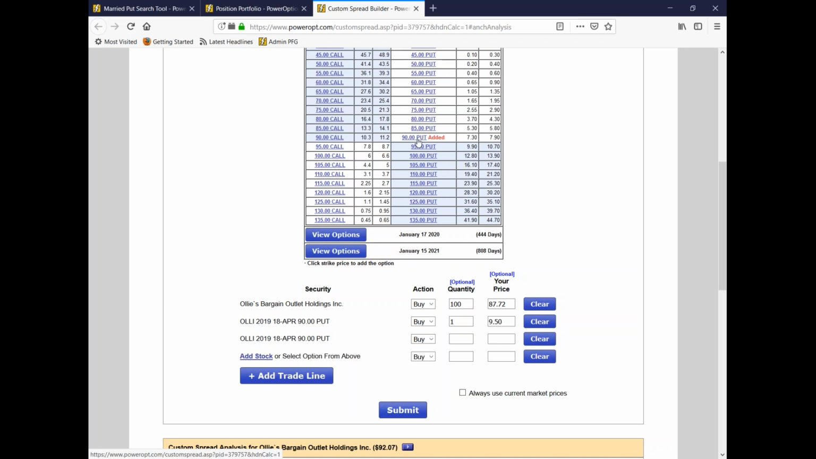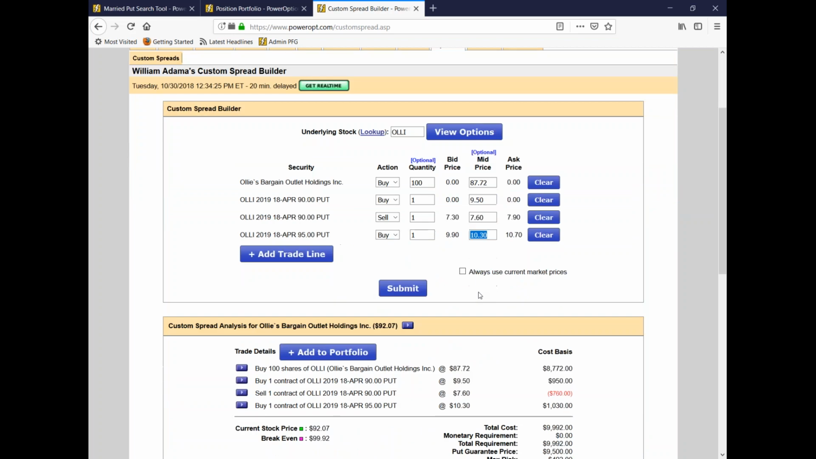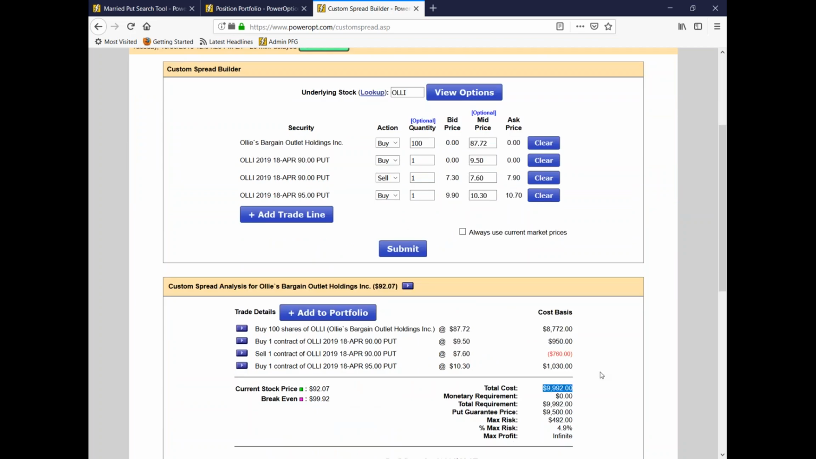So what can I do now? I'm going to take advantage of that time value. I'm going to take advantage of that extrinsic value increase, and I'm going to sell the 90 put for 760, and I'm going to buy the 95 for about 1040. So I'm going to pay about $3. This doesn't sound like an income method, does it? I'm paying a debit. All right, 760 to 1030, so it's actually 270. That's fantastic. I'm paying a debit of 270, which increases my cost basis.